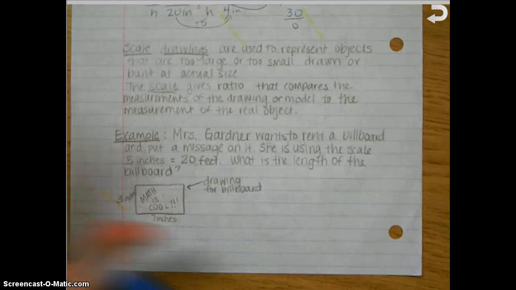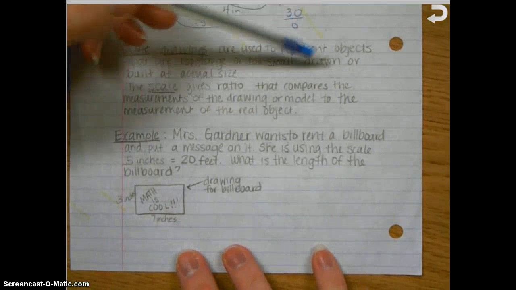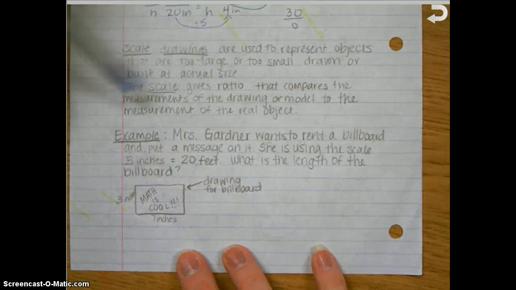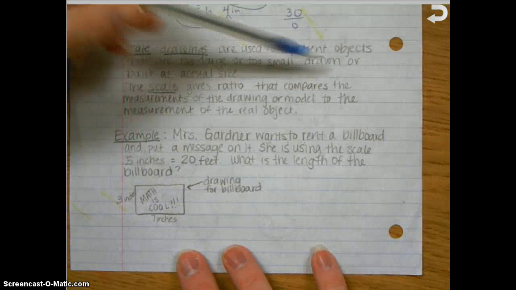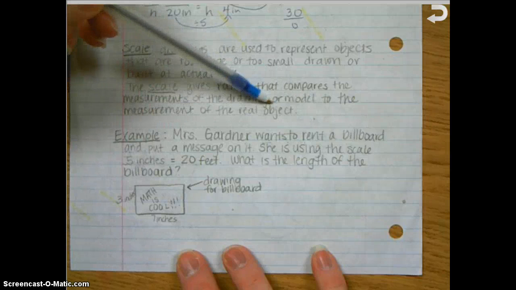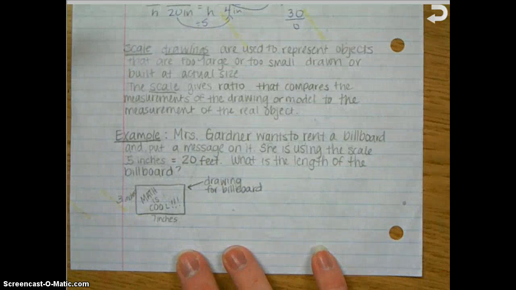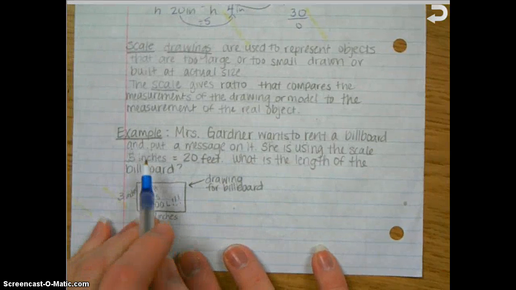Now let's talk about scale drawings. Scale drawings are used to represent objects that are too large or too small to be drawn or built at actual size. The scale gives the ratio that compares the measurements of the drawing or model to the measurements of the real object. So for example, a scale drawing is like when they want to make a new kind of car, they're going to draw it out on paper. If they want to make new Jordans, they're going to draw it out on paper before they actually make the shoe. So here's an example.